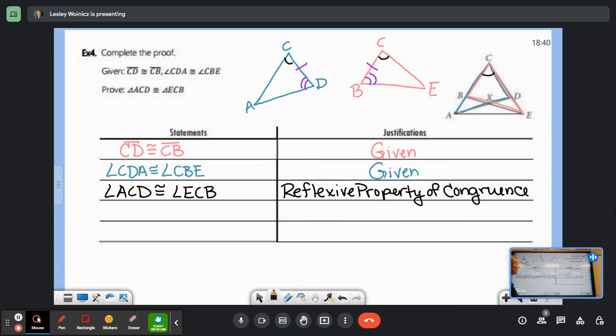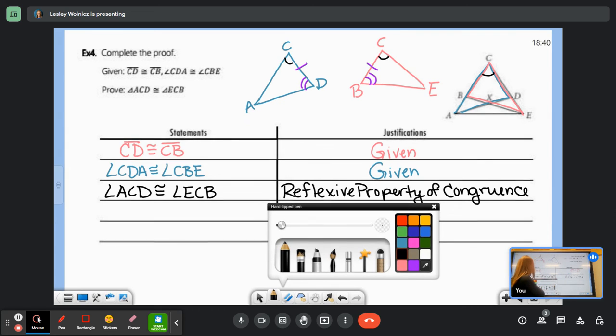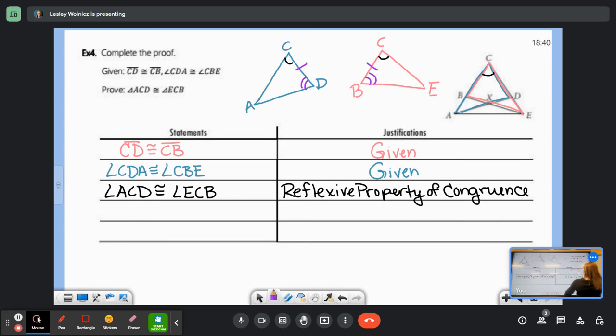I think that's it. We've got our side congruent. We've got our two angles congruent. I think we have an extra line in this proof. So we know that triangle ACD is congruent to triangle ECB by angle, side, angle. And we're done. Cool. Next.